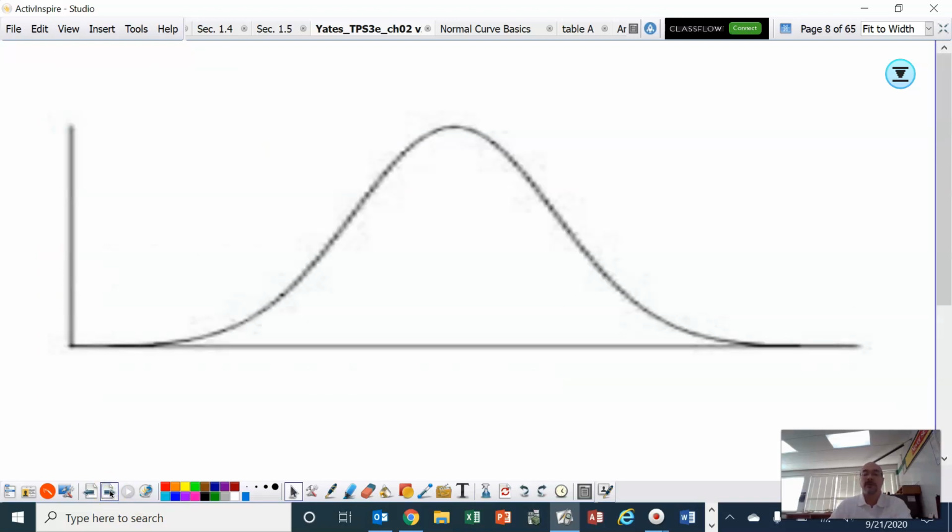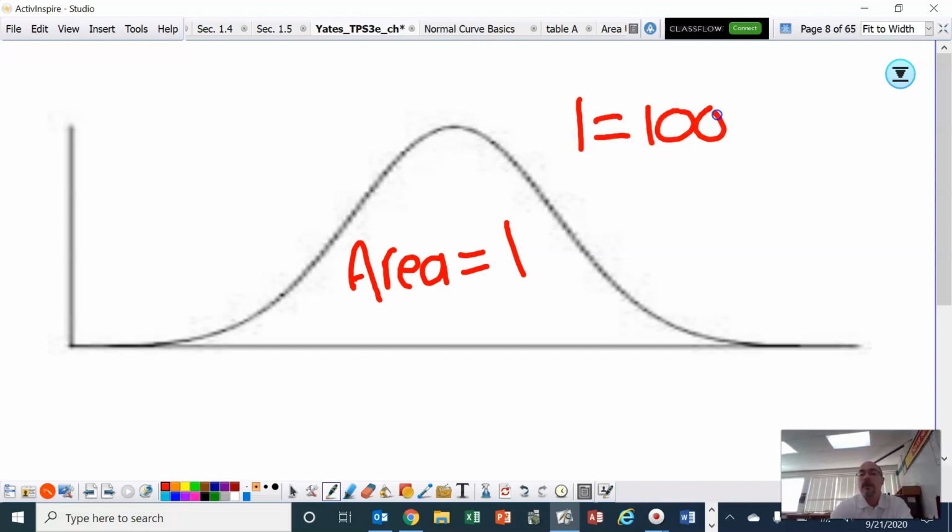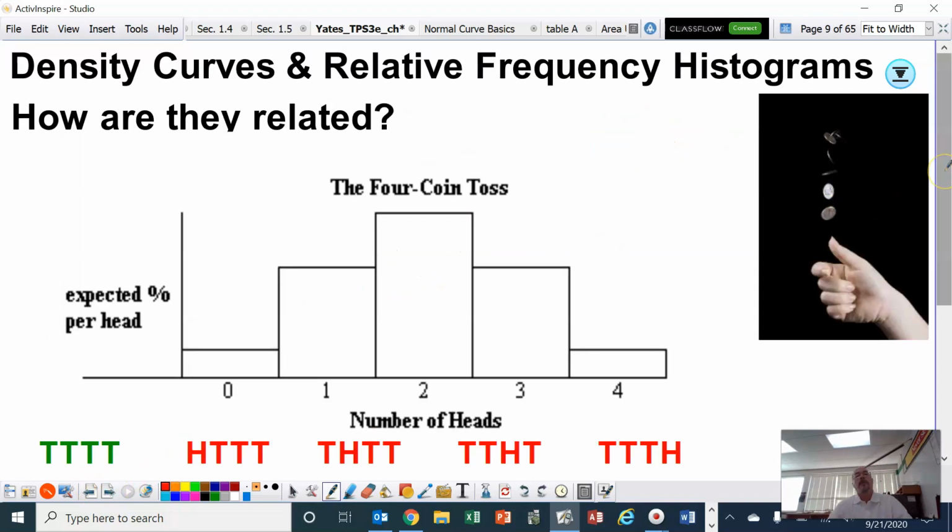So you know this is our density curve, and the area underneath the whole curve, always, is equal to 1. At some point in time, we will talk about the percents or decimals. Remember, 1 is 100%. 1 is the decimal equivalent of 100%. Don't forget that. So how are density curves and relative frequency histograms related?